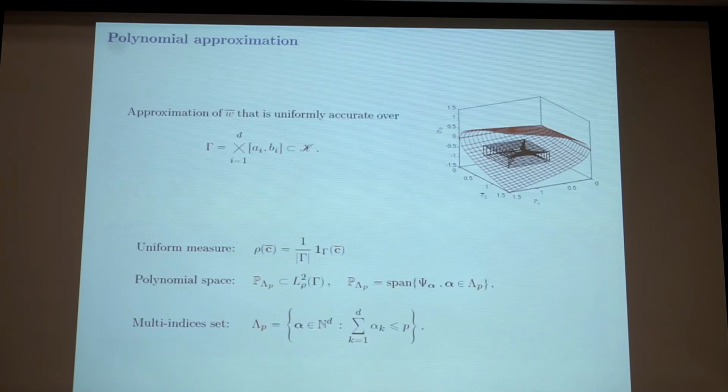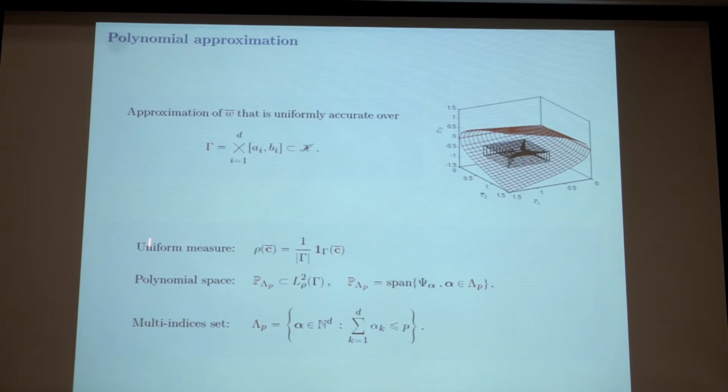And the first one we investigated is a polynomial approximation. So we are looking for an approximation of the effective stored energy function which is uniformly accurate over a set of macroscopic loadings gamma, which is included in the set of positive definite right Cauchy-Green tensors.